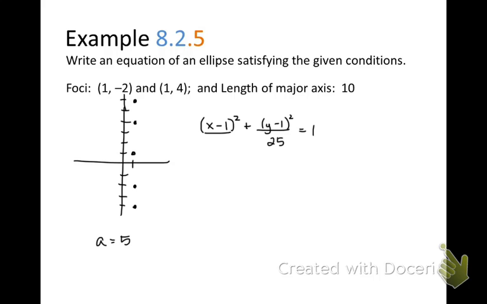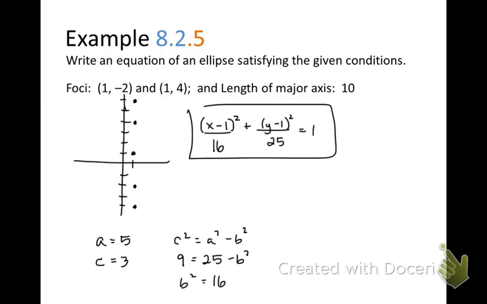And then it's really similar to what we did on the last problem to find B. What do you know your C value is? 3, based on where the foci were. And then you're just doing A squared, whoops, I lied. C squared equals A squared minus B squared. C squared is going to be 9, A squared is going to be 25, so B squared is going to be 16. B will be 4, but again, I'm putting in the B squared value underneath, right? And we're done again. Ta-da!